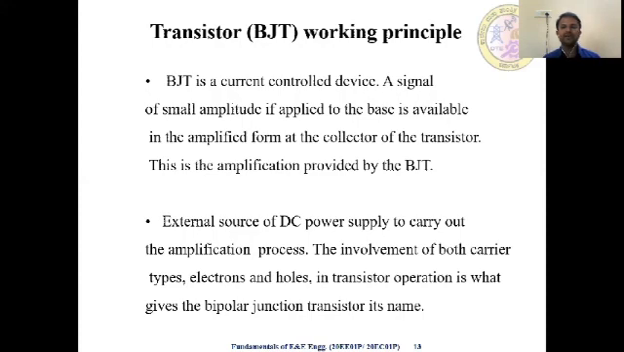An external DC power supply is needed to carry out the amplification process. The involvement of both carrier types, electrons and holes, in the transistor operation is what gives the bipolar junction transistor its name. Bipolar, two poles, that is electrons and holes. Both of the carrier types take part in giving rise to the current flow here.